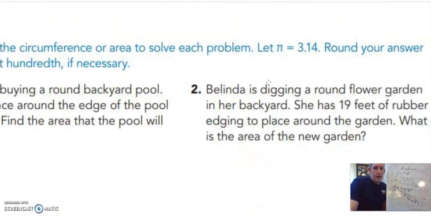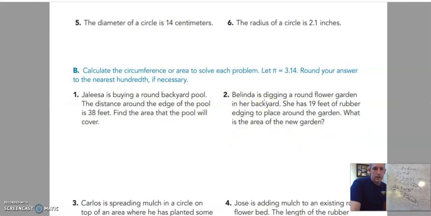Okay, let's take a look at one of these problems. Did not mean to zoom in. There we go. Calculate the circumference or area to solve each problem. So we're going to need to know what it is they're looking for, circumference or area. Jaleesa is buying a round backyard pool. The distance around the edge of the pool is 38 feet. Find the area of the pool cover. Well, distance around sounds like circumference. So I think they gave us the circumference, 38 feet.